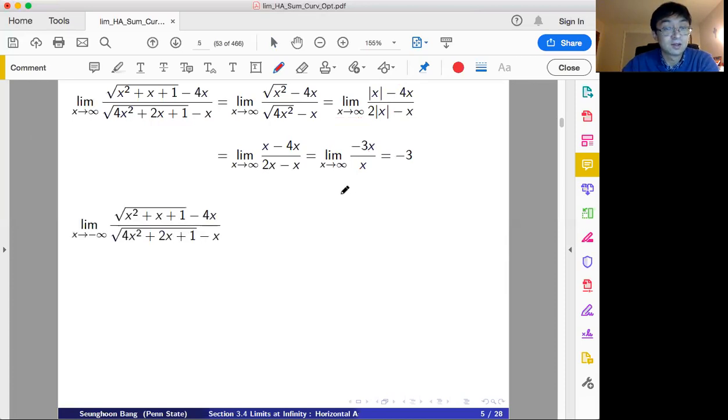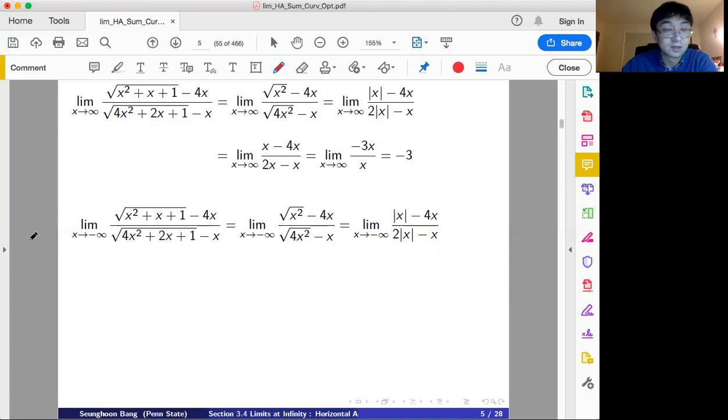This limit: the square root of x squared plus x plus 1 minus 4x over the square root of 4x squared plus 2x plus 1 minus x. How can you solve? Same idea. You have to ignore lower terms. So this one is the absolute value of x, and this one is 2 times the absolute value of x, the same.